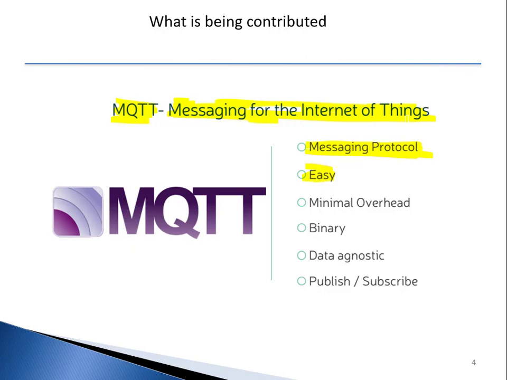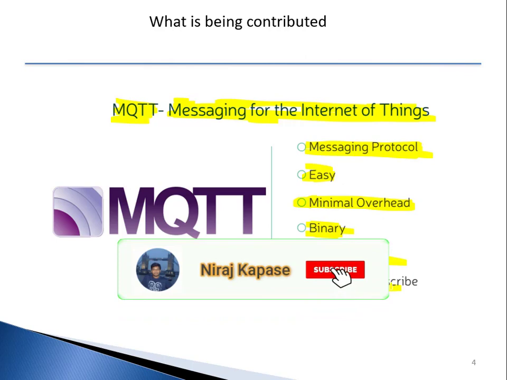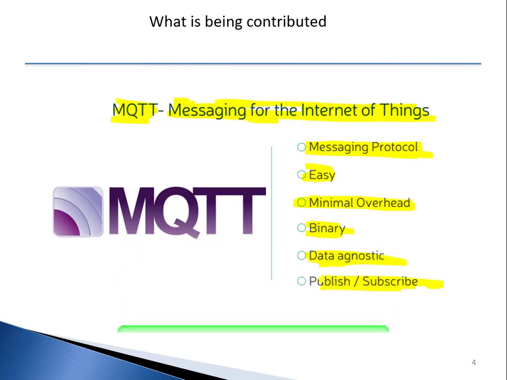Also, it has minimum overhead. The data transmission and the packets are small in size, so it works over a low bandwidth as well. A large amount of internet is not required. Then it is a binary protocol, so all the data or information is in 0s and 1s format. The main thing about this is that it is a publish and subscribe protocol. Those who are subscribers will receive all the published information. So it works with the technology named publish subscribe. Okay, so this is about MQTT.